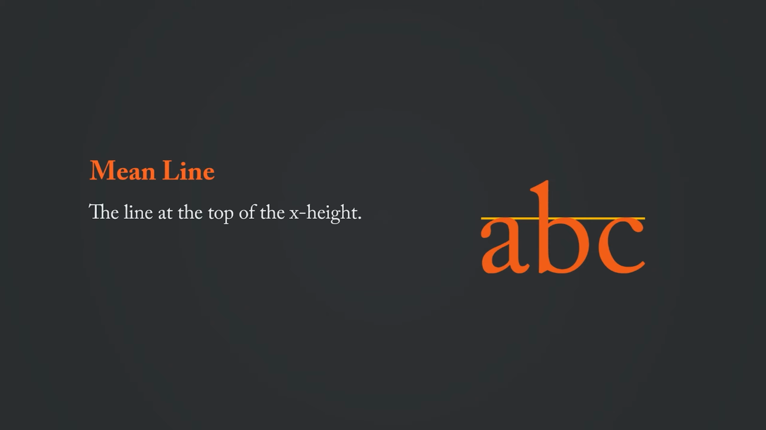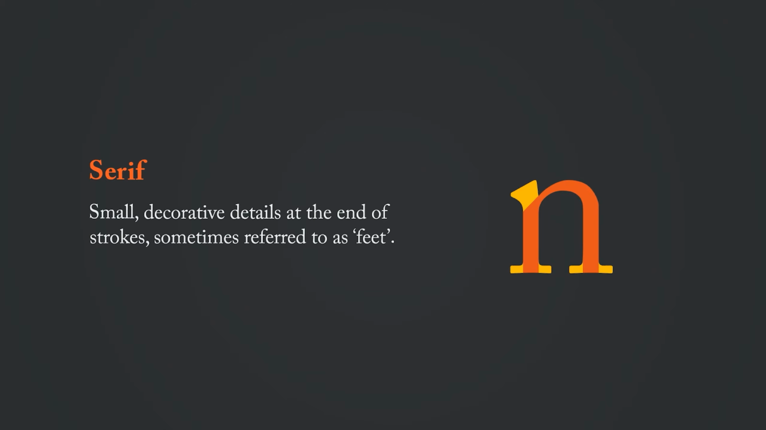Mean line, we know this one, the line at the top of the x height. Serif, now this is an important one. A small decorative detail at the end of a stroke, sometimes referred to as feet. Yeah, you might call this one an ear, but you probably won't because it's not rounded. These might be the feet because they're on the bottom, they sit on the baseline. Largely, collectively, they're all called serifs.